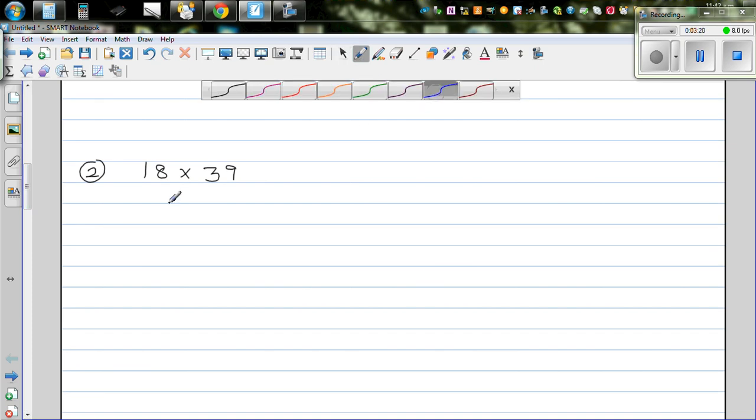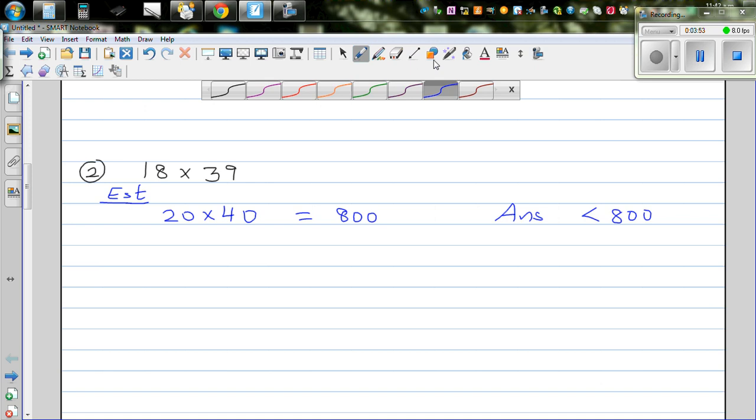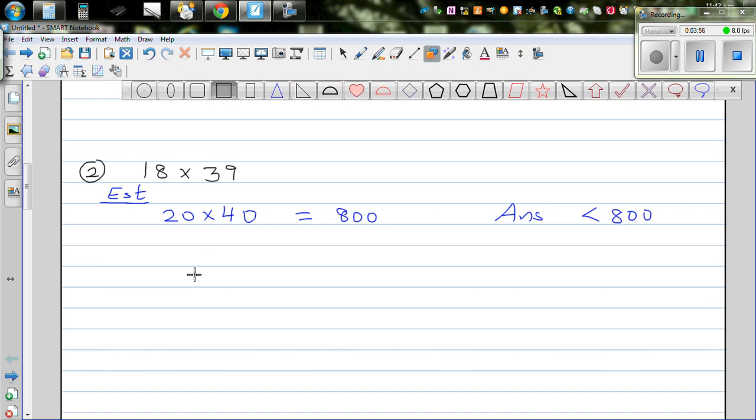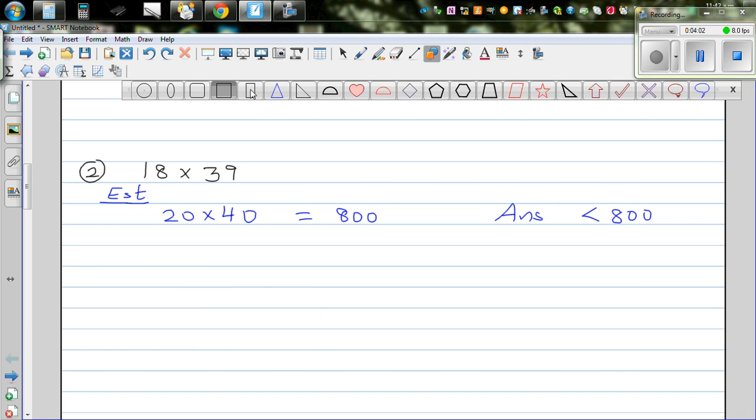Okay, let's do 18 times 38. First we'll estimate. Here, let's round both of them up. When you round 18 to the nearest 10, which is 20, and this is 40, your estimation is 800. So your answer should be less than 800 because you're rounding it up. So how can we do this? Let's do this in a grid multiplication. You can do this in different ways. I want a rectangle.